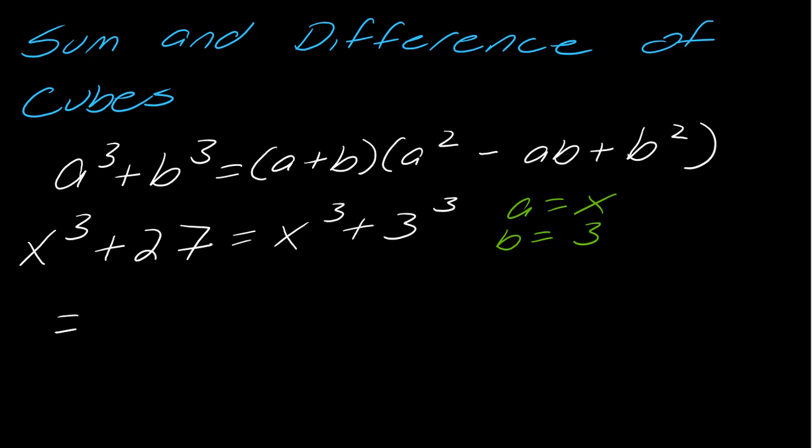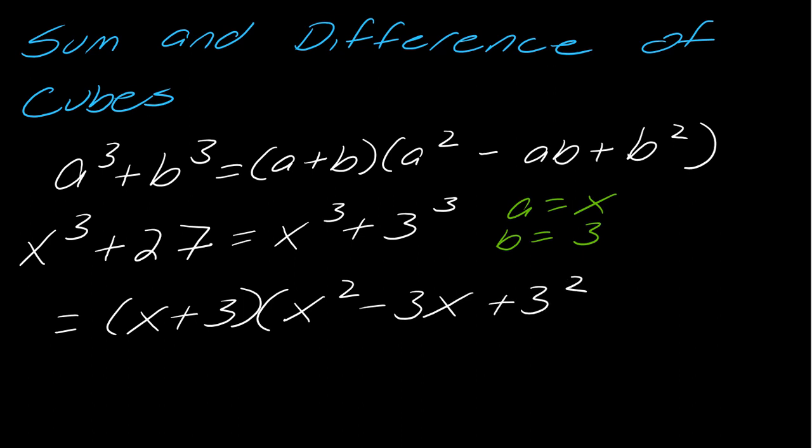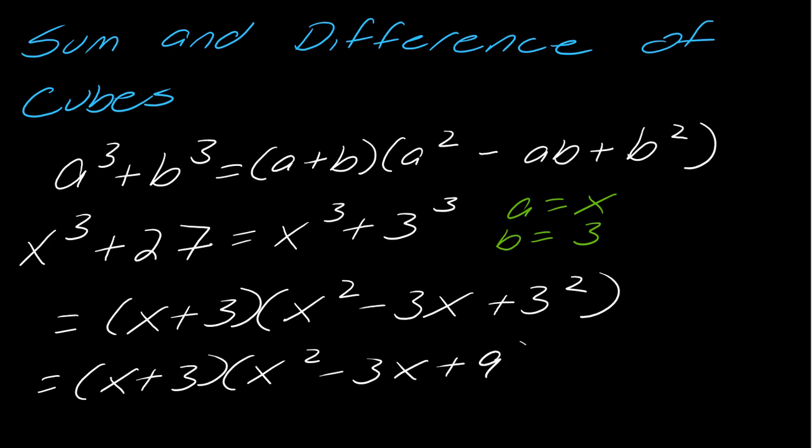So then this is going to be x plus 3, and then x squared minus 3x plus 3 squared. And then if you can simplify, you should do that. So this will be x plus 3, x squared minus 3x plus 9.